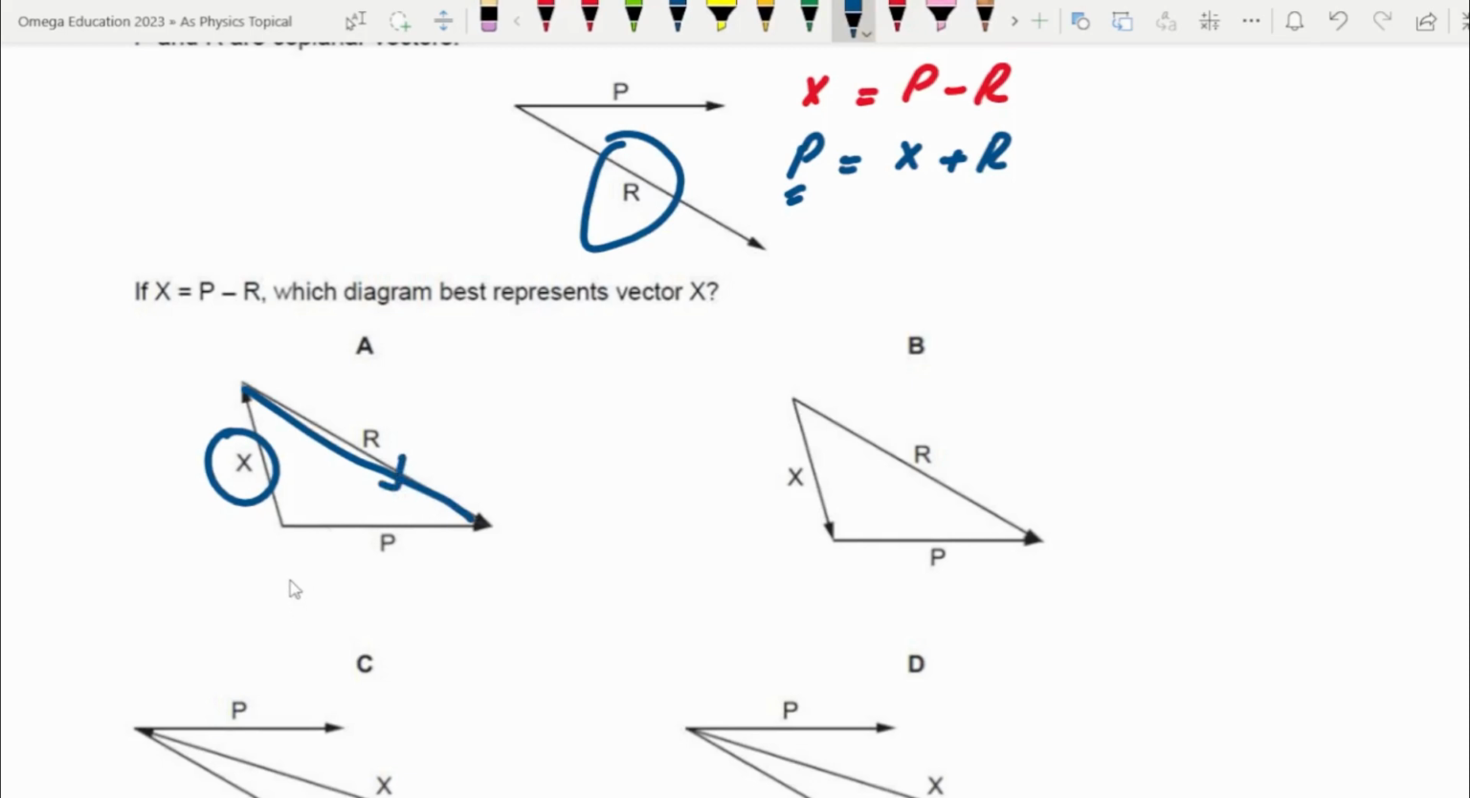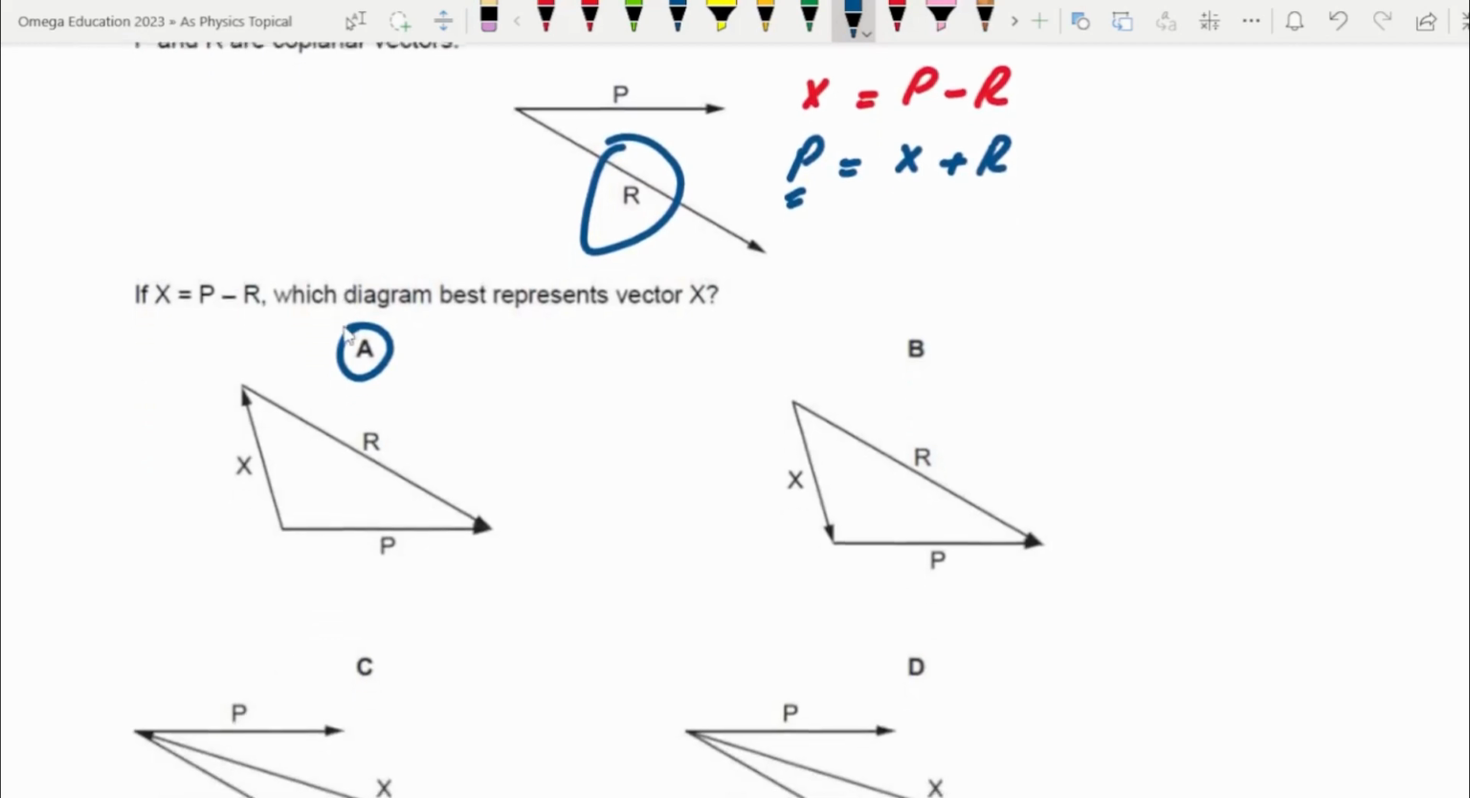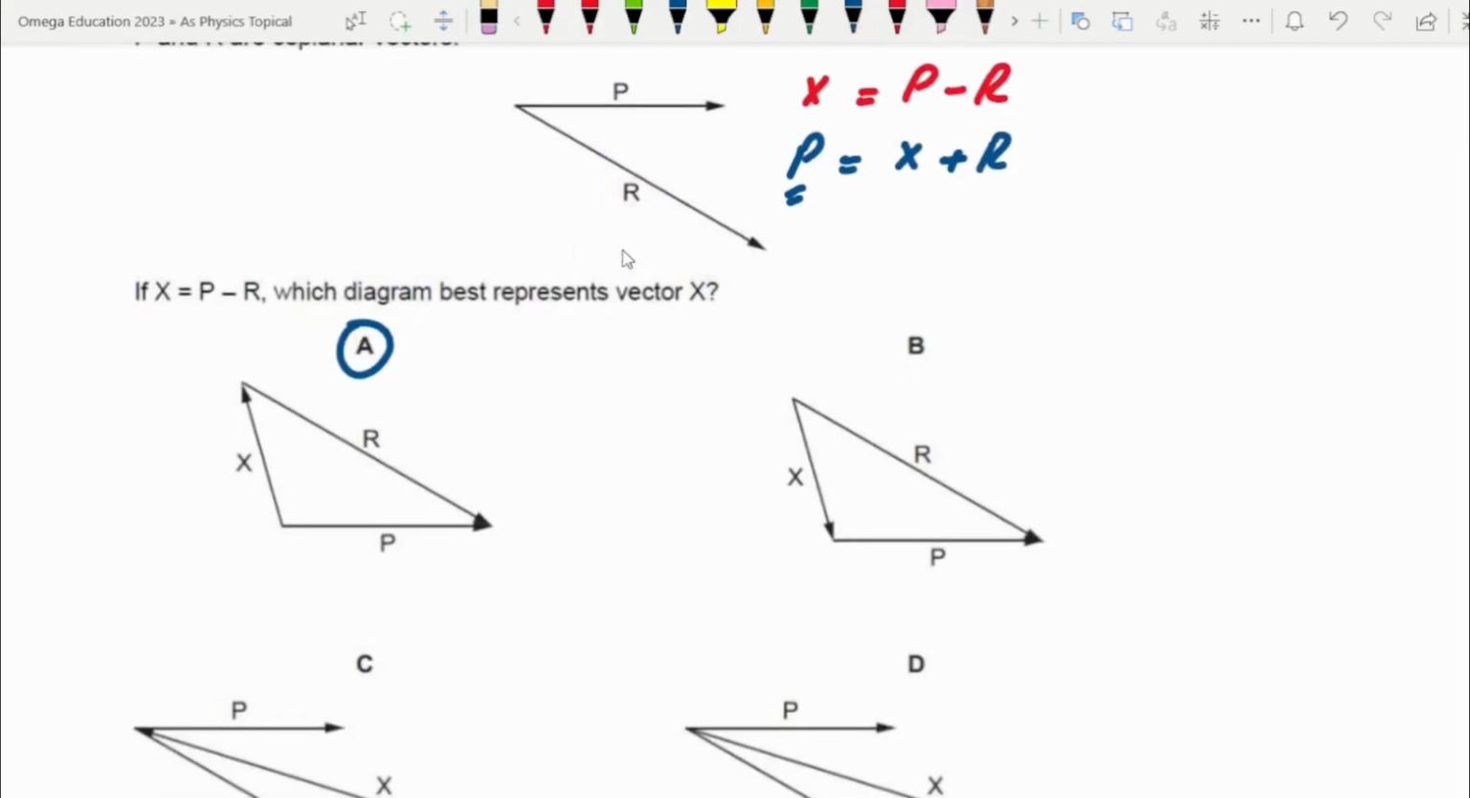And what do we do in the last step? We connect the start point towards the end point. We get the resultant vector. Do we get the resultant vector P in this direction? Yes, we do. So A is the right answer for this one, the very first one. Let's check out the other options to clear the concept for this one.